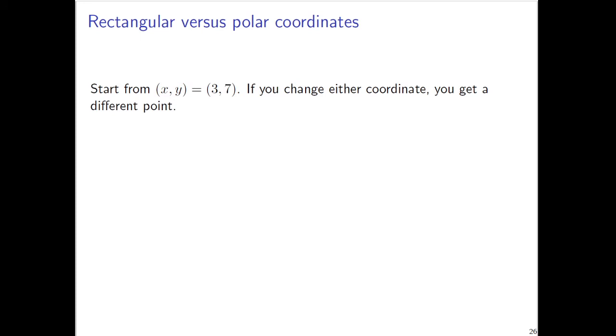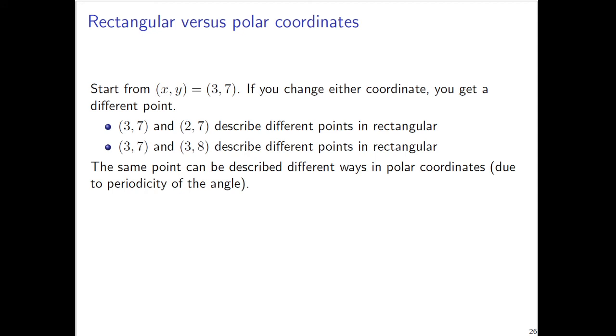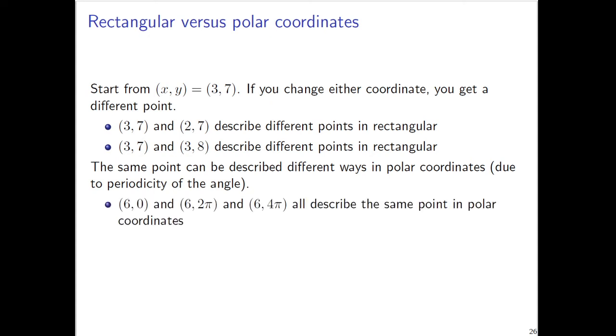Before we really dig into this, I should comment that if you start with rectangular coordinates, like 3, 7, if you change either the 3 or the 7, you get a different point, right? So 3, 7 and 2, 7 describe different points. And 3, 7 and 3, 8 describe different points. However, the same point can be described different ways using polar coordinates, and it happens to be in part due to the periodicity of the angle.